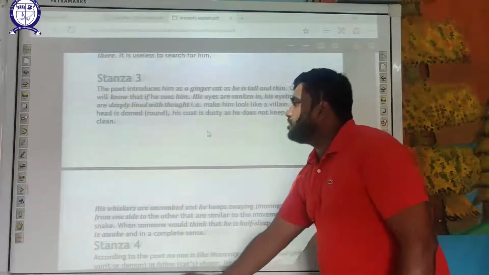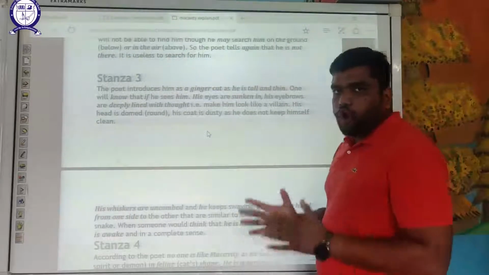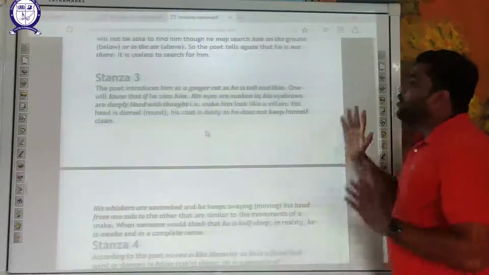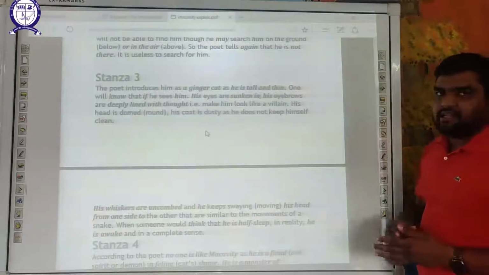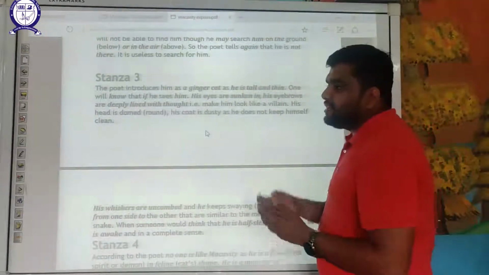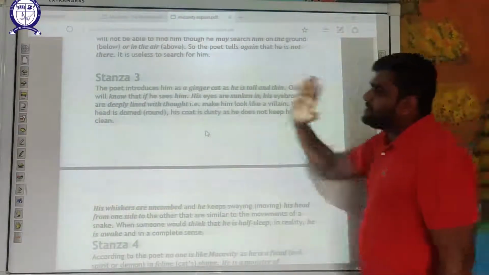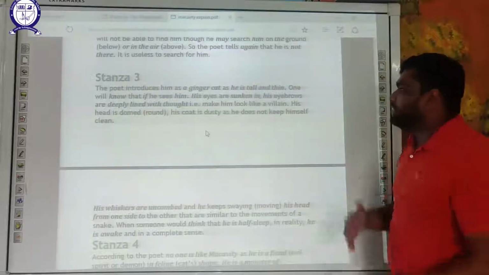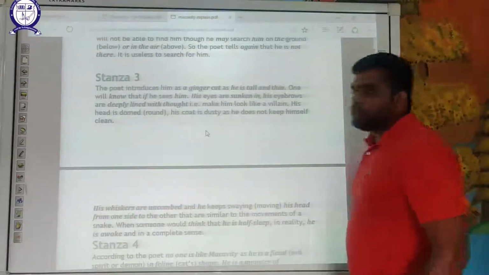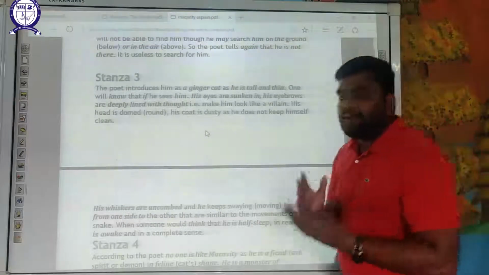In the third stanza, the poet introduces him as a ginger cat, as he is tall and thin. Okay, one will know that if he sees him. His eyes are sunken in. That is, they are deep down. Okay. His eyebrows are deeply lined with thought. That is, make him look like a villain. His head is domed. Domed means round. His coat is dusty and he does not keep himself clean.